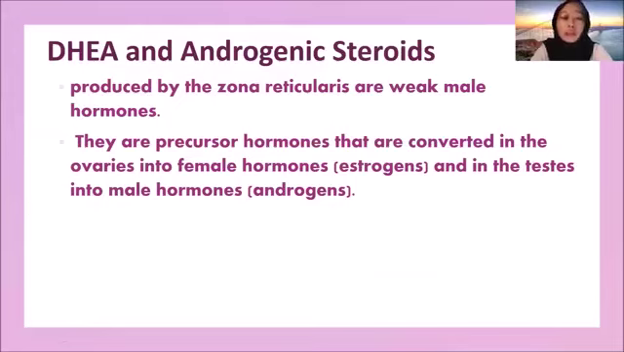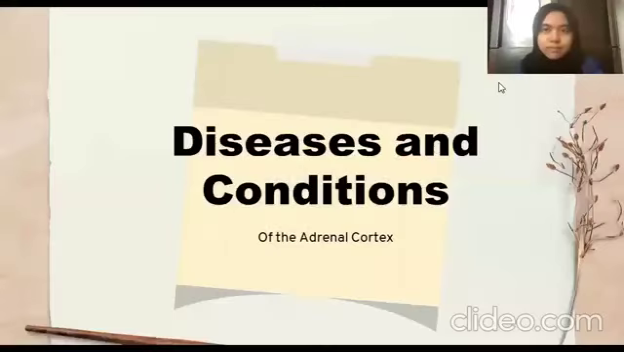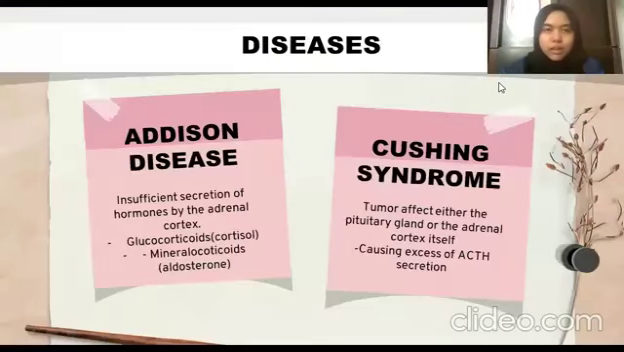They are precursor hormones that are converted in the ovaries into female hormones, which are estrogens, and in the testes into male hormones. Next are the diseases and conditions of the adrenal cortex. These are two diseases that are related to the adrenal cortex.